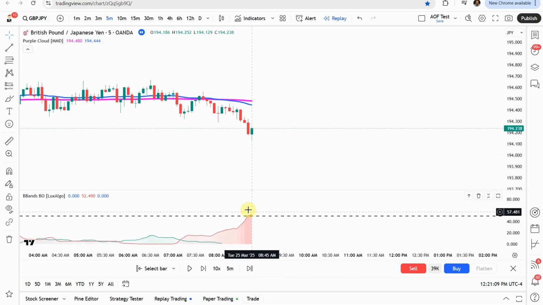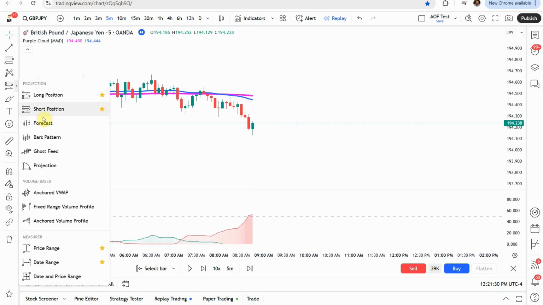Then what you're looking for is the Bollinger Band's red cloud to break above the 50 level. And again, these coordinates right here, if you hover over the EMA or this bar right here, you can see that it is in fact above the 50 level at the 52.49. And so that would be our signal to then enter into a short.